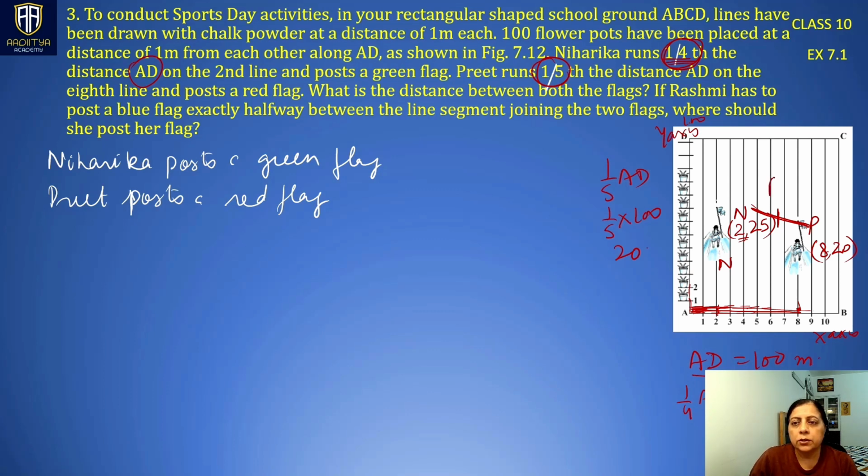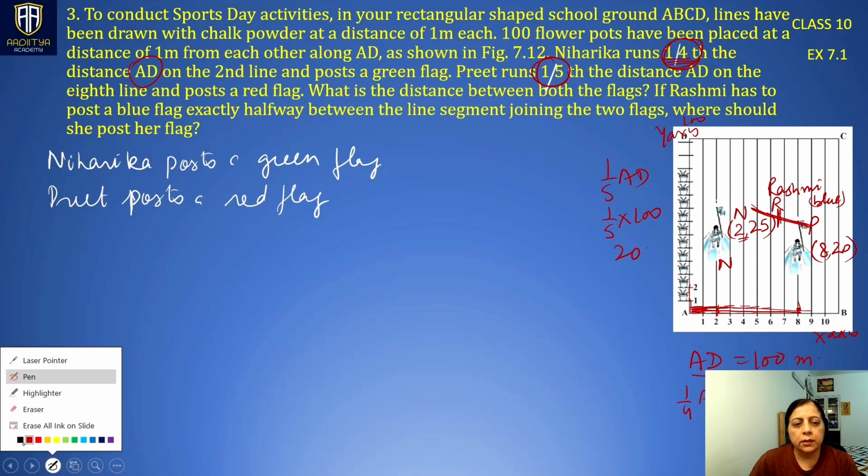Here Rashmi has to post a blue flag. So what should be the coordinates? Where should she post her flag means you have to find the coordinates of this point. Let's say this be R, right? So now we start with the question.